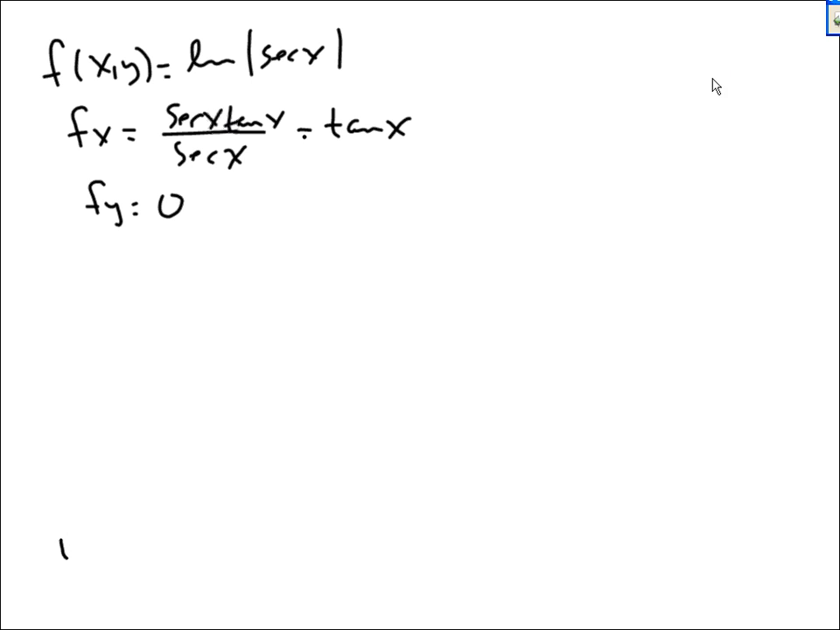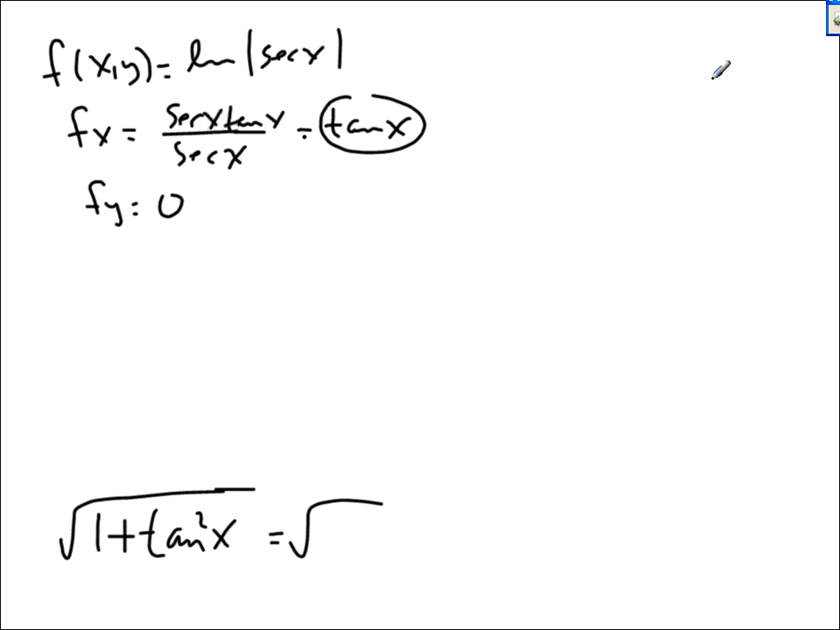So the square root of 1 plus the partial of x squared, which is tangent squared x, plus the partial of y squared. Well, what's underneath this square root sign is secant squared x. It's an identity that you're supposed to know. And the square root, we'll call it secant x. It's really the absolute value. You have to be careful.